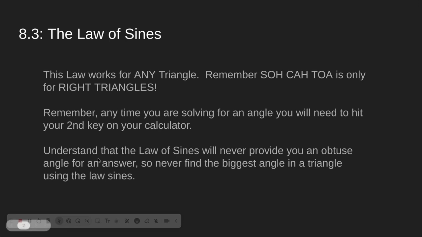And then finally, this is important. There will be some of you that absolutely don't understand this, and you will absolutely get a question wrong because of it. Understand that the law of sines will never produce an obtuse angle. So you never want to find the biggest angle of a triangle using the law of sines. How would I do it then? Find the two small angles and subtract from what? 180. That's how you do it.